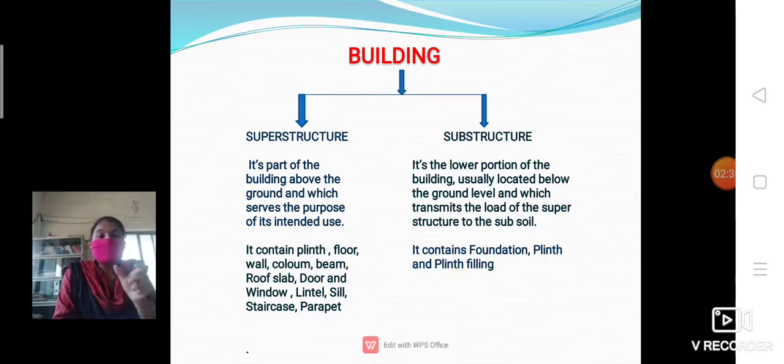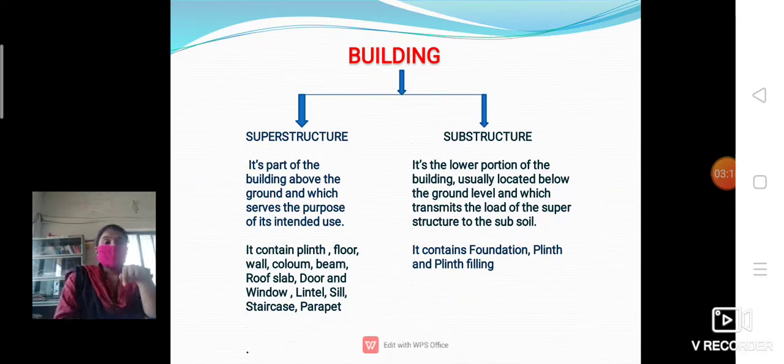Which parts of the building are contained in the superstructure? It contains plinth, floor, wall, column, beam, roof, slab, door, window, lintels, sill, staircase, and parapet. All components above the ground level are included in the superstructure. And the substructure is the lower portion of the building, usually located below the ground level, which transmits the load of the superstructure to the subsoil. That load transmission I will explain to you. First of all, the substructure contains foundation, plinth, and plinth filling.